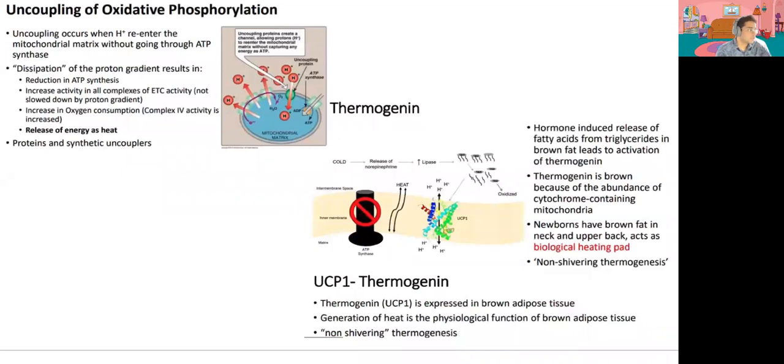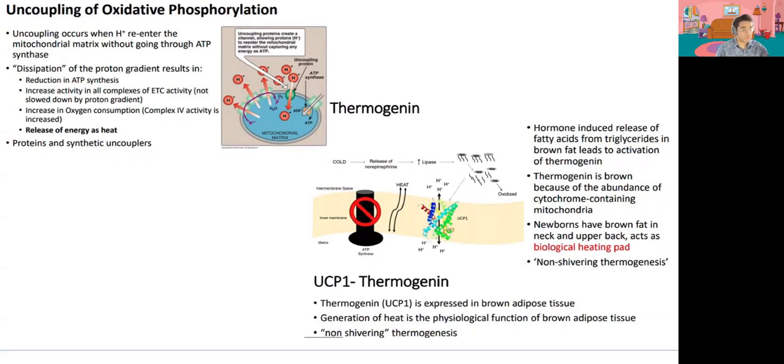Okay, uncoupling of oxidative phosphorylation. This can happen, right? It's released as heat. A biological function that all babies are born with is thermogenin in their brown fat. Remember, brown fat, we no longer have it. Unfortunately, because if we had it in our adipose tissue, we'd all have abs for days and muscles for days, okay?